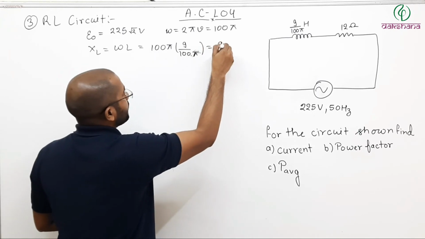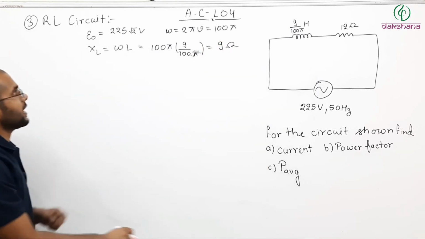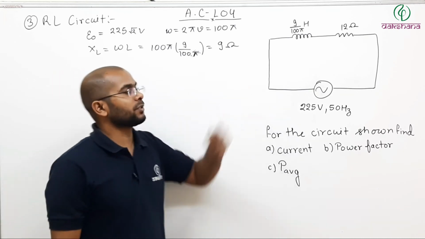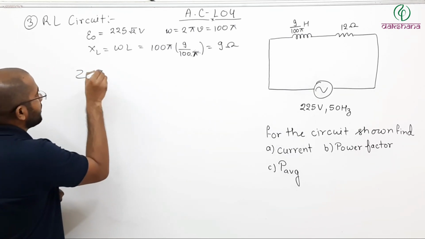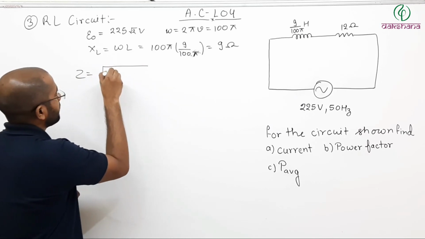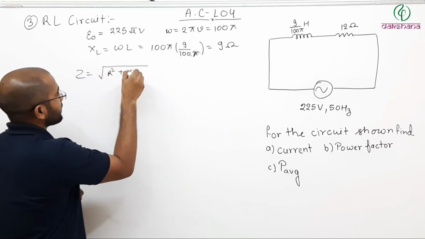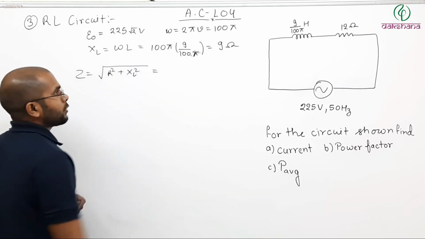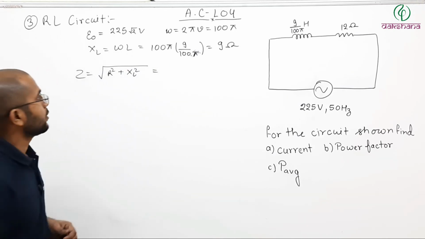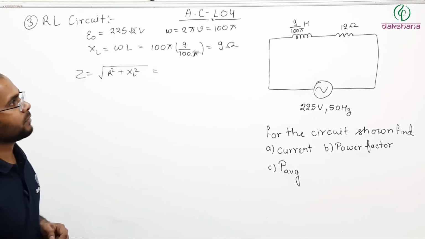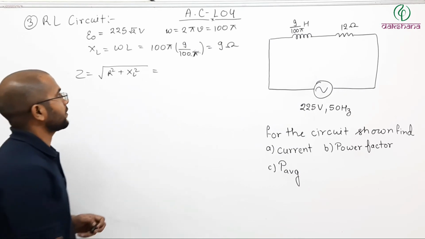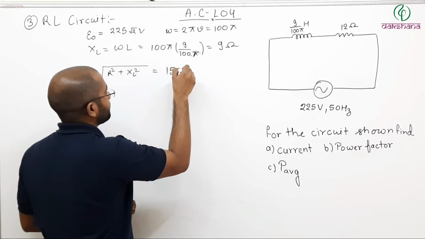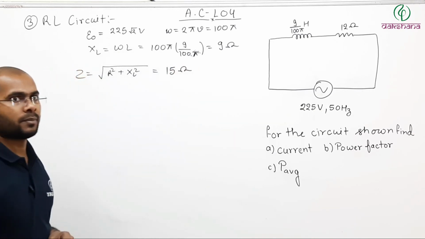So that would be equal to 9 ohm. So XL, which is the reactance of your inductor, is 9 ohm. So what would be the impedance? Z would be nothing but under root of R square plus XL square, which is equal to root of 12 square plus 9 square. So 144 plus 81 is 225. So that is 15 ohm. So the impedance of the circuit is 15 ohm.